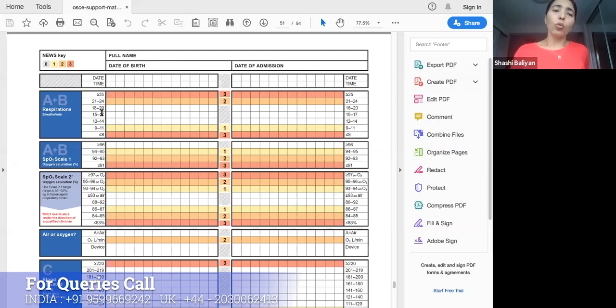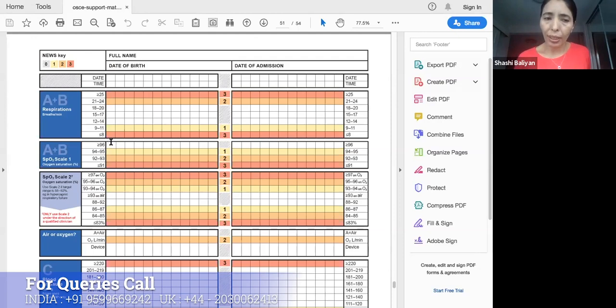Okay, so you have already taken the patient's respiratory rate. Say for example the respiratory rate is 21. So you will have to mark it over here in the column 21 to 24. Okay, are they on oxygen? They are not on oxygen, and the oxygen saturation is more than 96%.